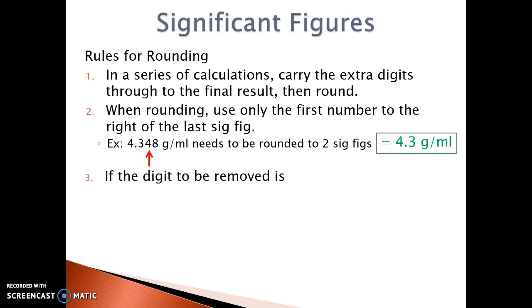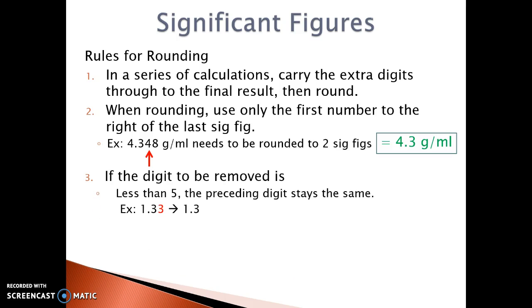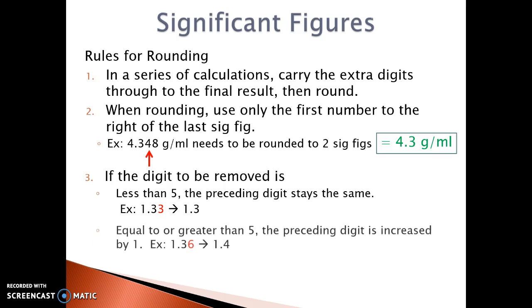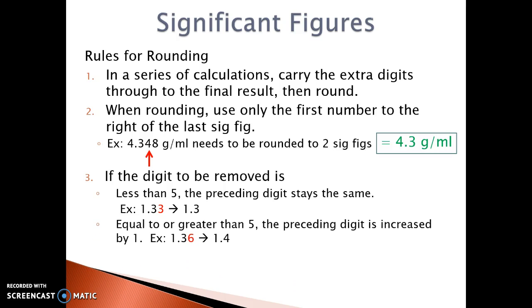When you're rounding, if the digit you're going to round is less than 5, then the preceding digit is going to stay the same. So 1.33, if we're rounding the first 3, since that is less than 5, we're going to just drop it and stay the same. If the number is equal to or greater than 5, then the preceding digit is increased by 1. So 1.36, we're again rounding the 3. Since the 6 is over 5, we would round up.